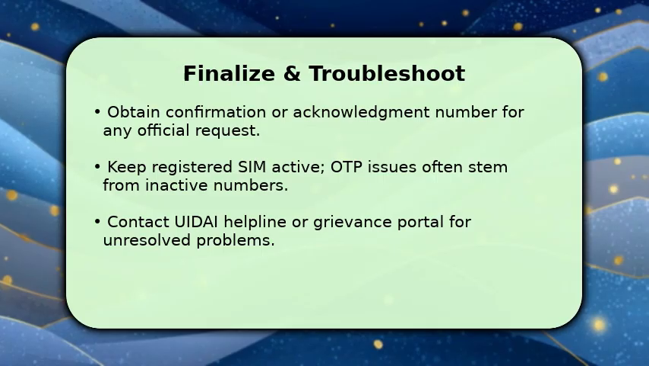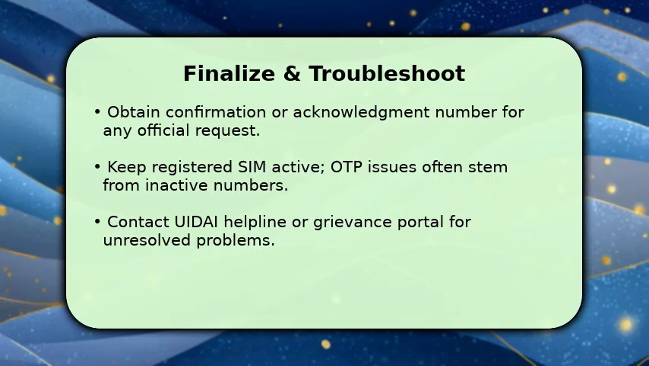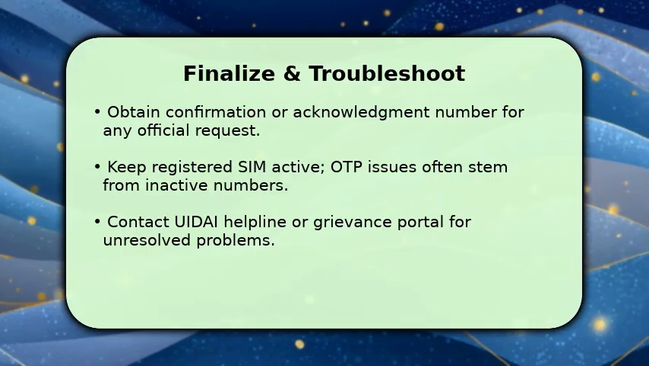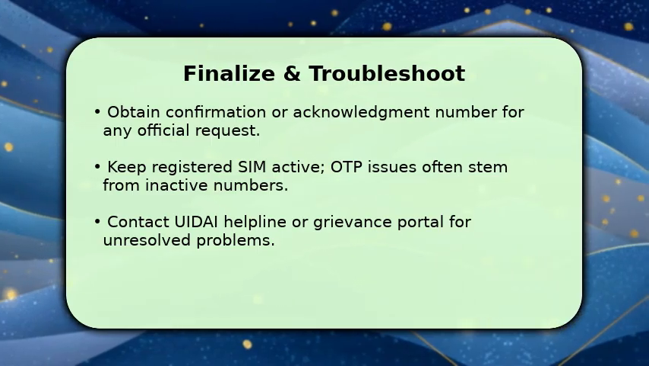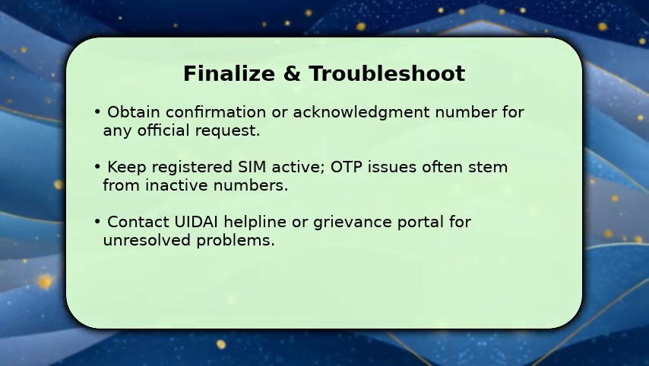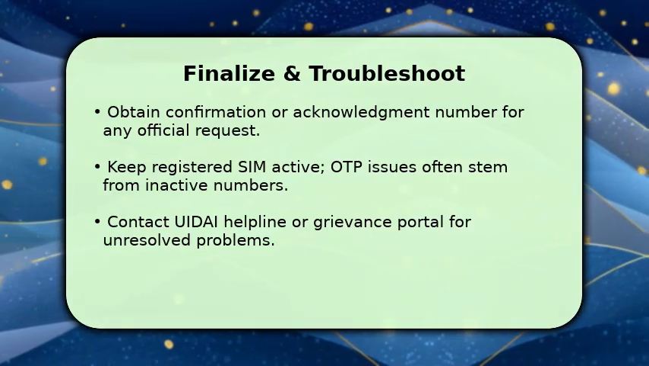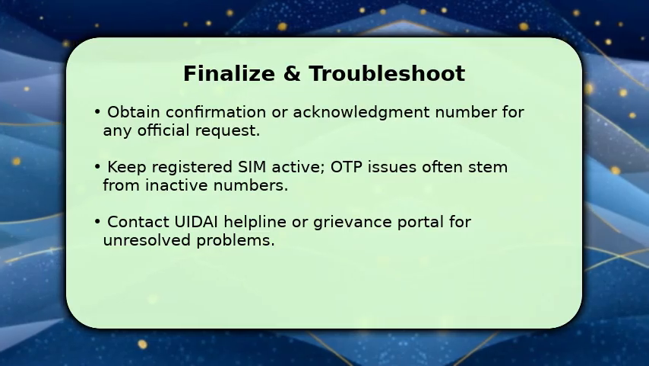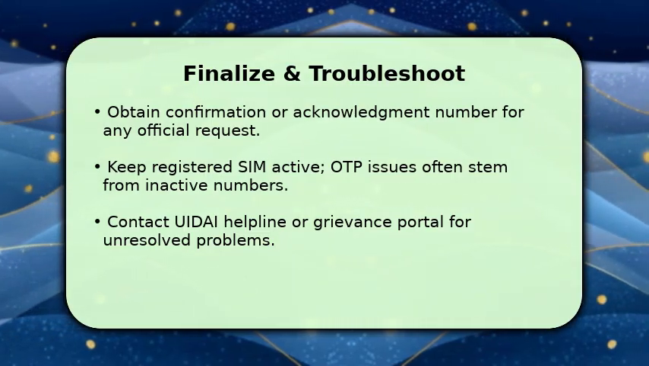If you encounter problems receiving OTPs or accessing the app, verify your registered mobile is active and that the app has necessary permissions. For unresolved issues, contact the UID helpline, visit the grievance portal, or return to an enrollment center. These are the appropriate channels for changing authentication settings. I cannot assist in removing security controls outside official processes.